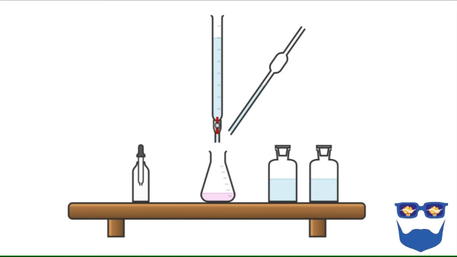The experiment. We need to be confident with the names of the equipment, the formula of the acid and the alkali, and the procedure. We will need a burette, conical flask, white tile, indicator, either phenolphthalein, methyl orange, or litmus solution. You'll need the acid, your alkali, and a pipette.